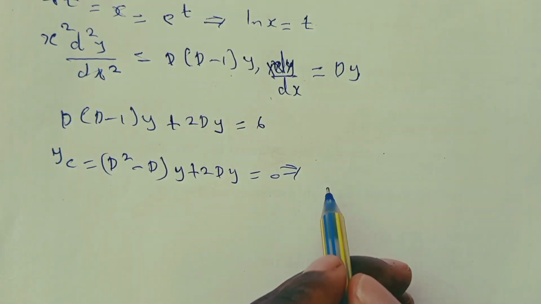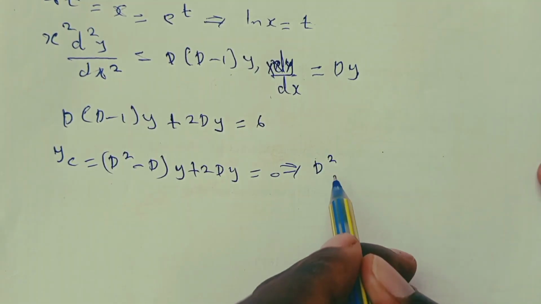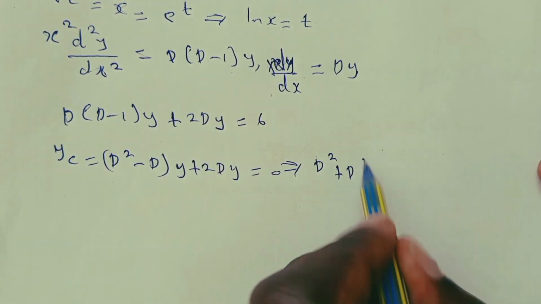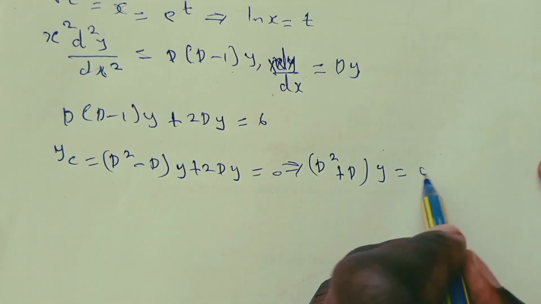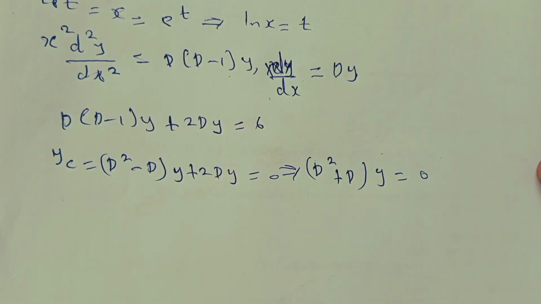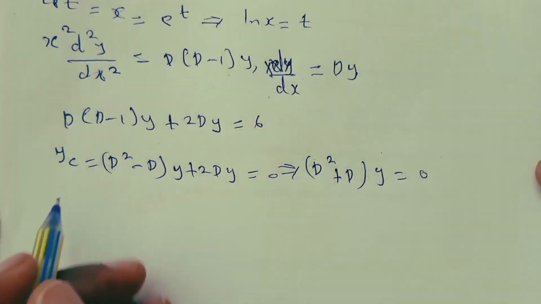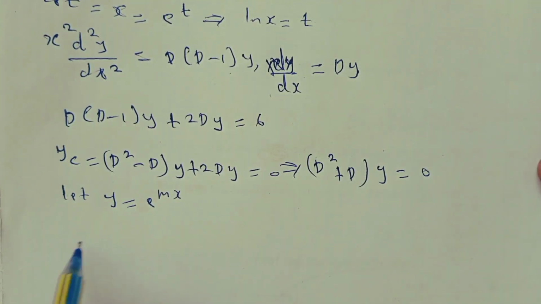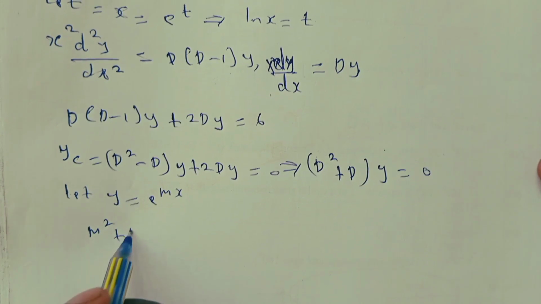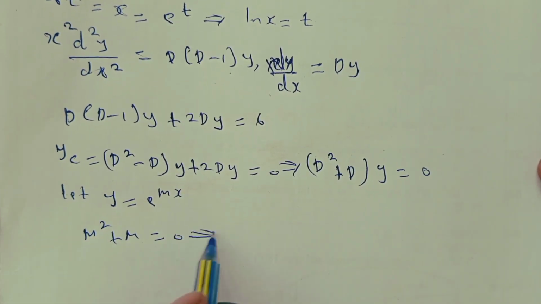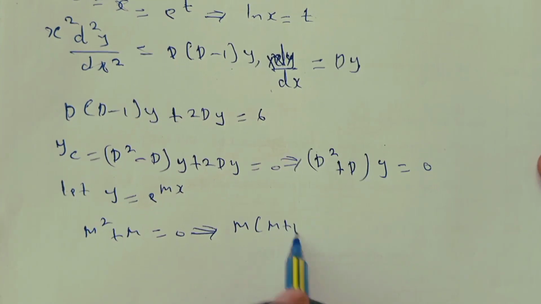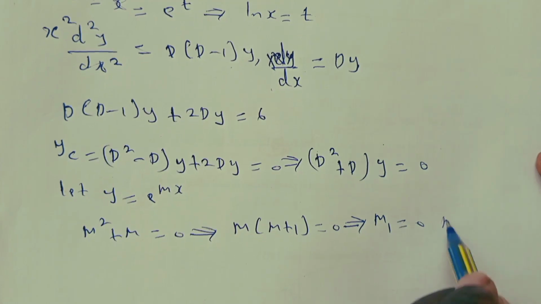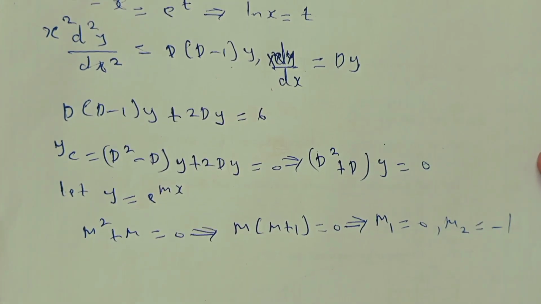meaning that D squared plus D into bracket y is equal to 0. So we have that part, which we are going to solve by letting our y be equal to exponential mt, whereby now it will reduce to m squared plus m, which is equal to 0, meaning that we can factor m out to be left with m plus 1, which is equal to 0, which implies that your m1 is equal to 0 and your m2 is equal to -1.